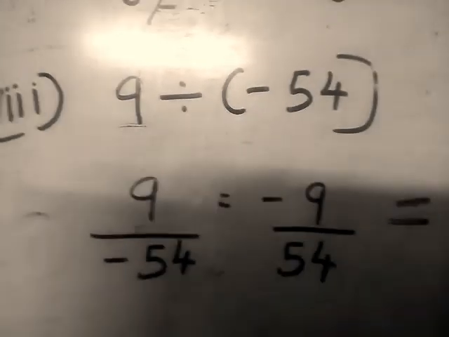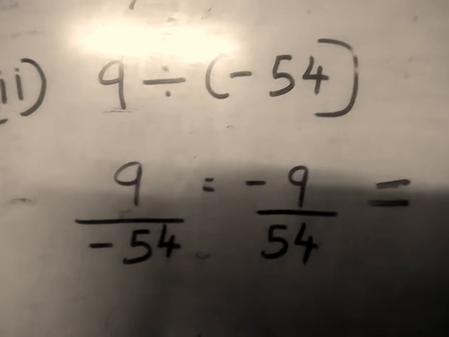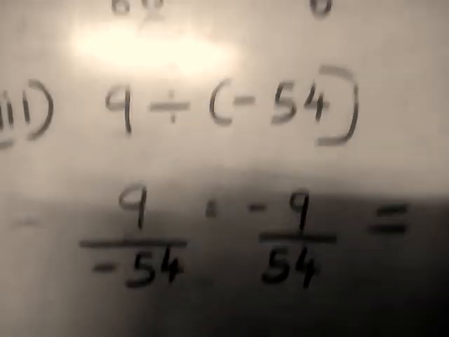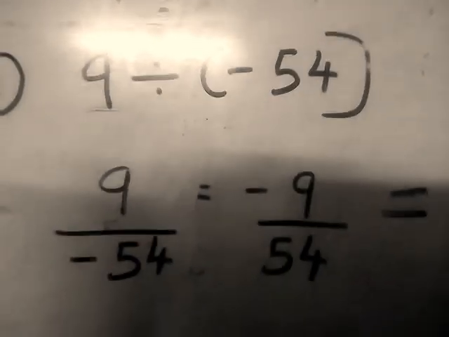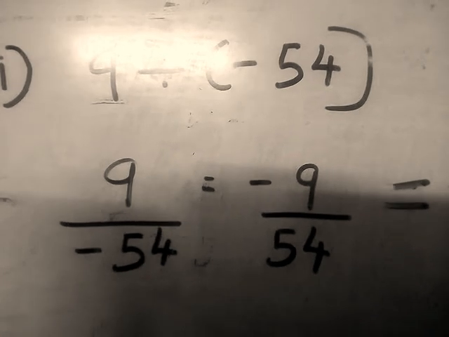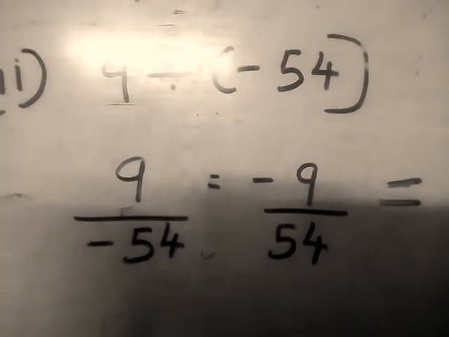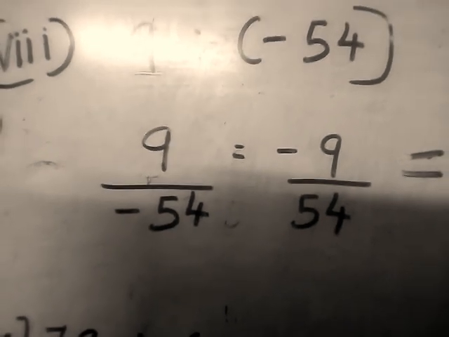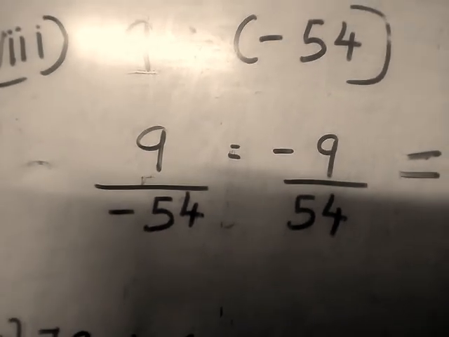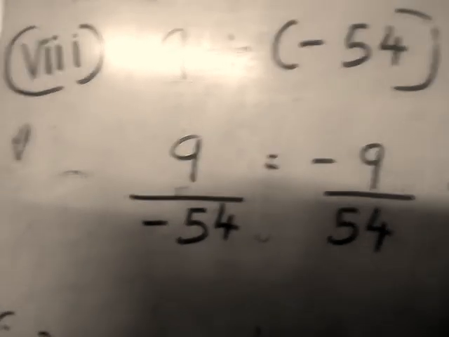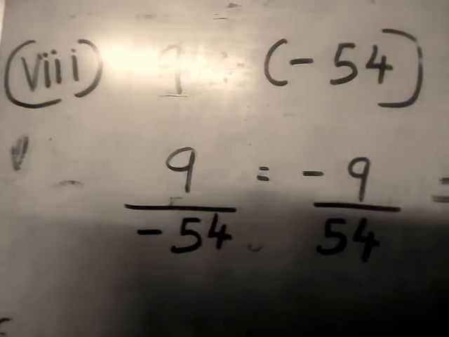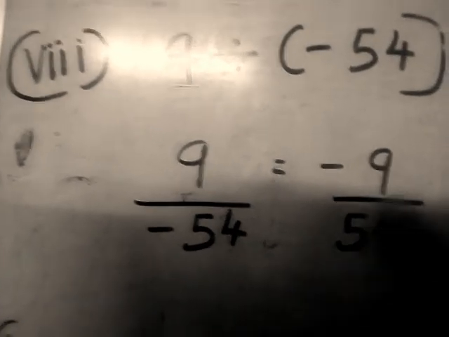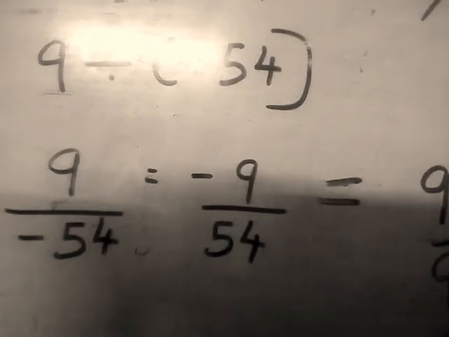Next one, 9 divided by minus 54. Again you have to write in ratio form first. 9 divided by minus 54 will be written as 9 upon minus 54. In the denominator you have the negative sign. If you have a negative sign in the denominator, you have to make the numerator negative. Means you have to put the negative sign on the numerator number. 9 upon minus 54 becomes minus 9 upon 54.